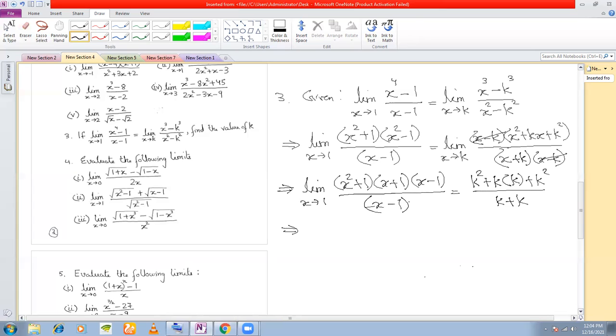And on the left hand side, if you see, these two cancel. So that now in the next step, you can put x is equal to 1. So here you have 3k square by 2k, right? So now what happens? 1k cancels here. So you are going to get 3k by 2 is equal to 4. That means 3k must be equal to 8. That means k must be equal to 8 by 3, and that is the required value of k.